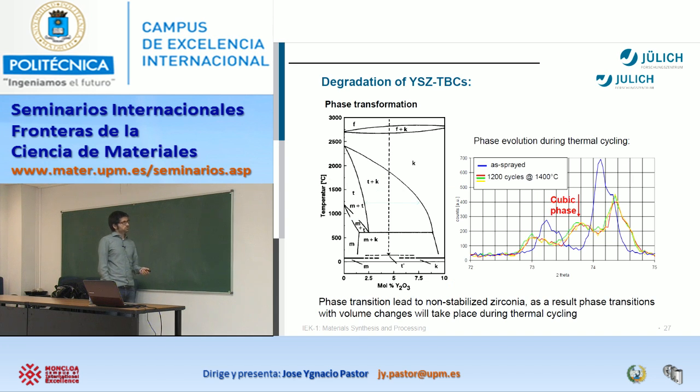Another thing that you should take into account is the phase transformation during high temperature. It depends, for example, on the content of yttria that you add to stabilize, which will affect the final properties of your material. If you produce the cubic phase or the tetragonal phase or all the possible phases, of course it will affect your material.